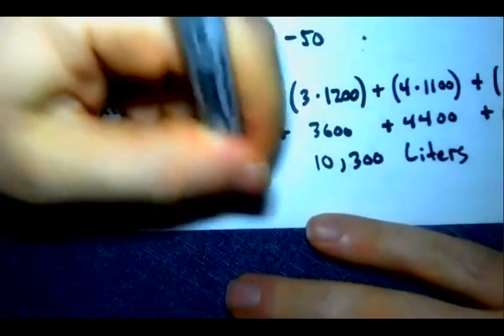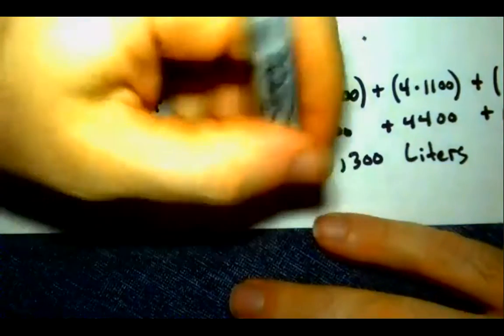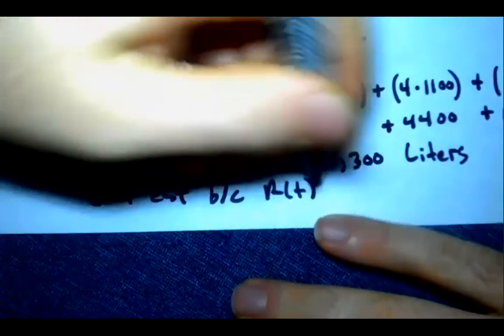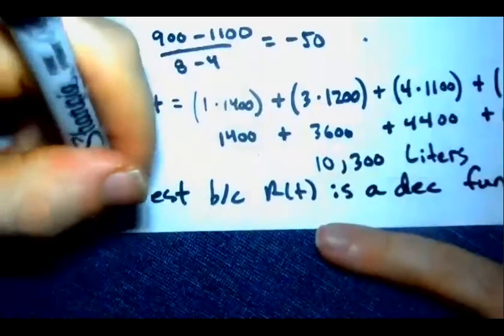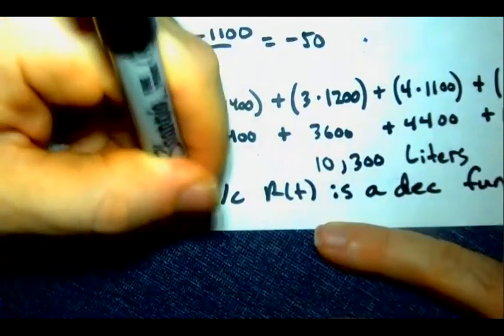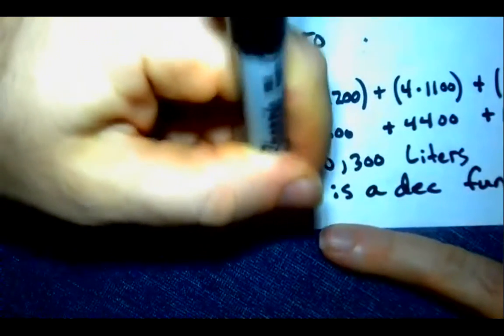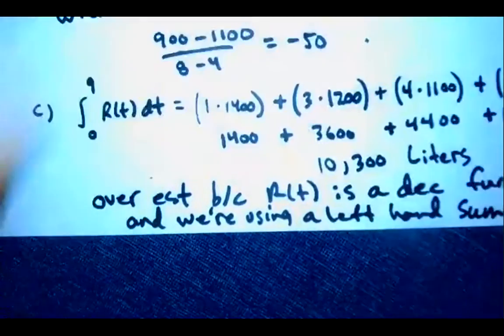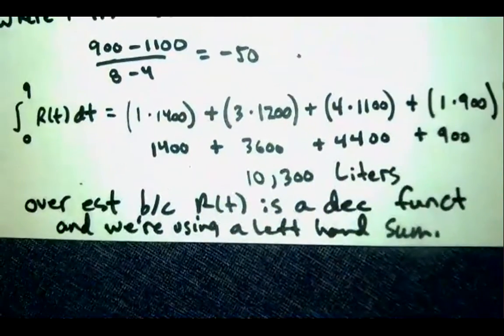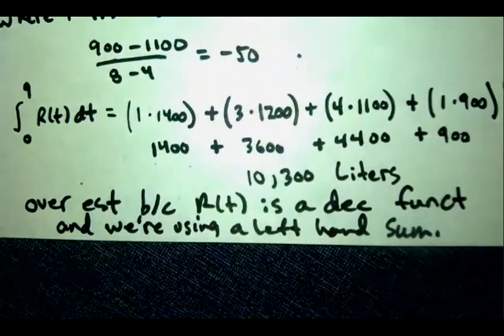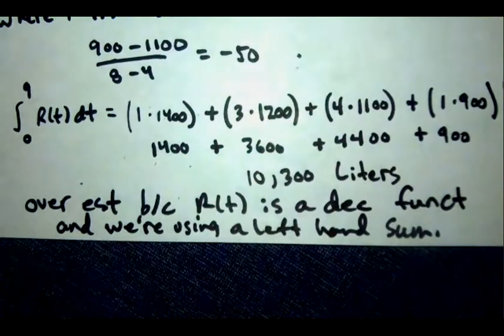estimate because what is that function? R of t is a decreasing function, and something about how we are using a left-hand sum. Something like that would be full credit in my book. Okay.